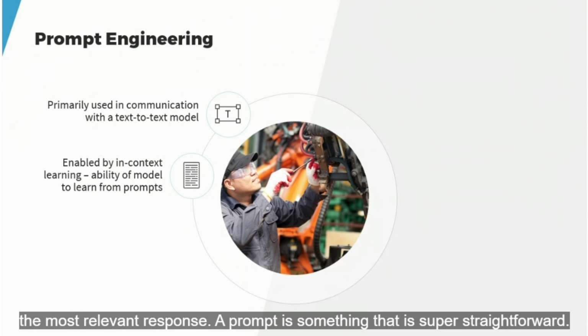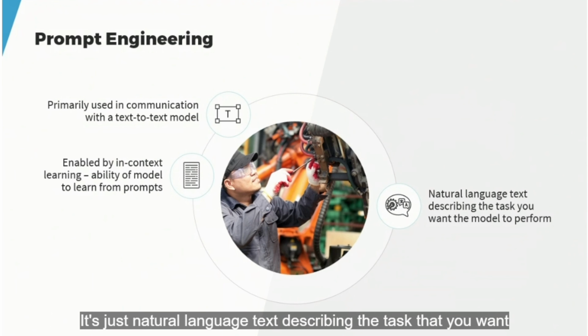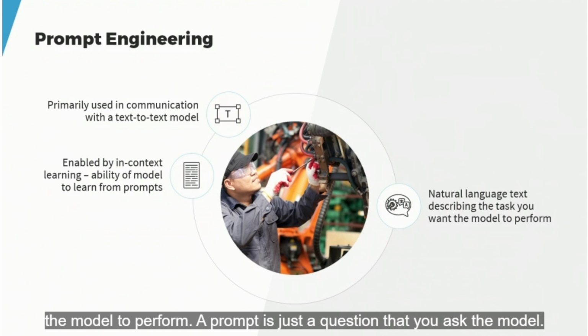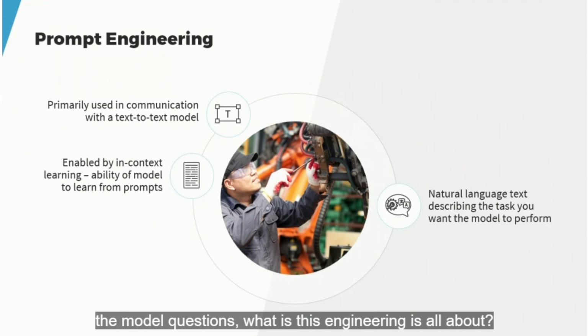A prompt is super straightforward. It's just natural language text describing the task that you want the model to perform. A prompt is just a question that you ask the model. Now you might wonder, if you are just asking the model a question, what is engineering all about? Well, the fact of the matter is generative AI is still in the early stages of development, which means that the models may not give you exactly the answer that you are looking for. Models are also prone to hallucinations, or making up facts. Prompt engineering is the skill of structuring a prompt to get the most relevant, coherent, and meaningful response.